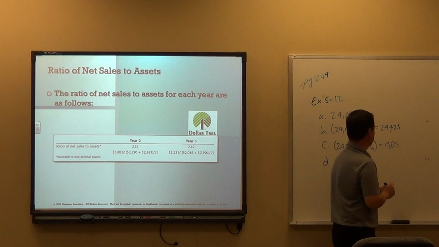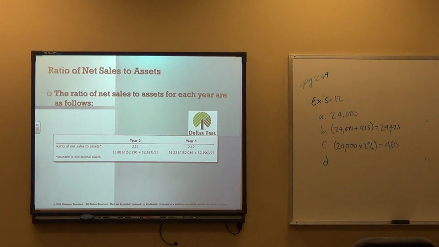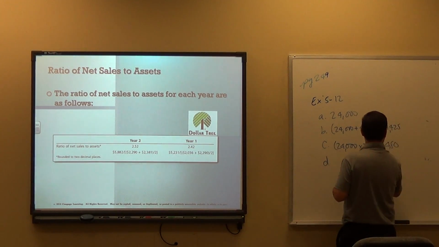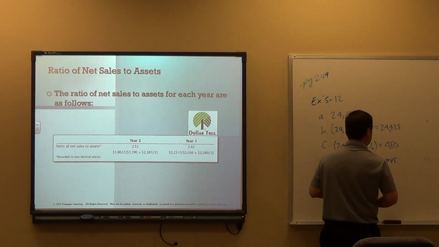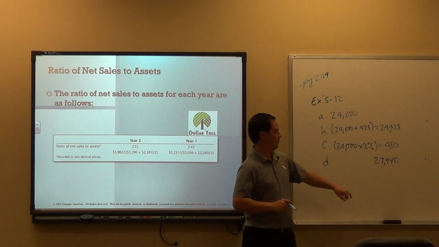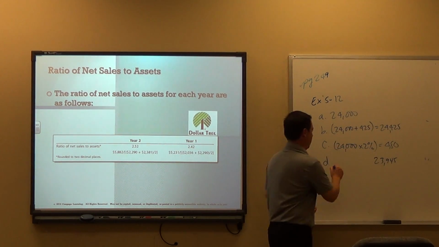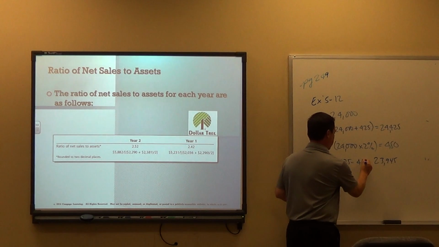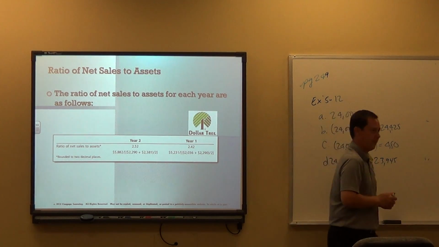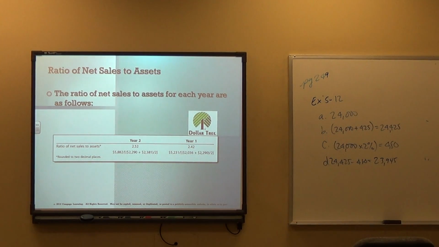Now, what are they paying? 23,945. How did you get that? Yeah, exactly. 24,425 minus 480 equals 23,945. All right. Easy stuff.